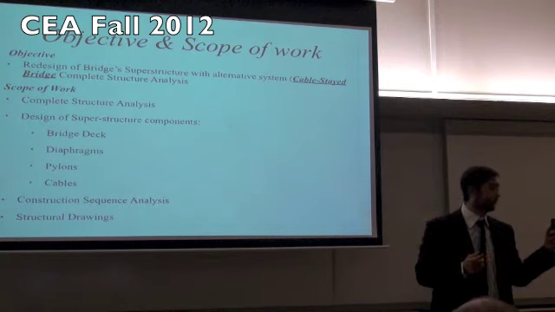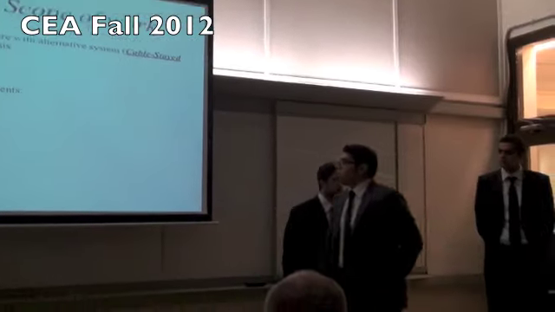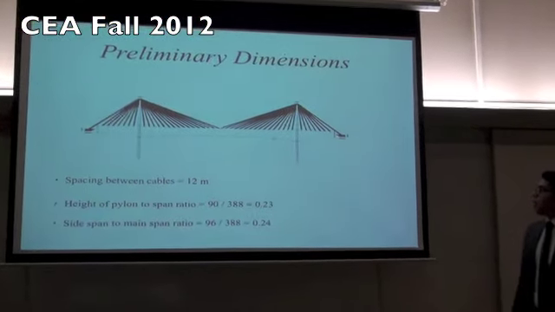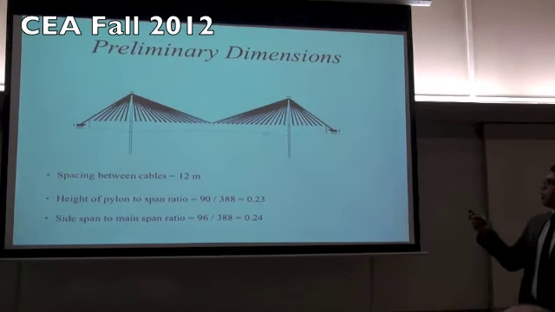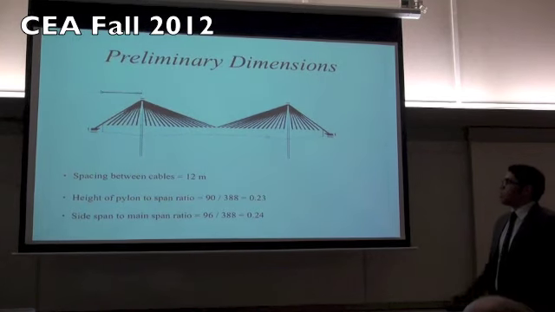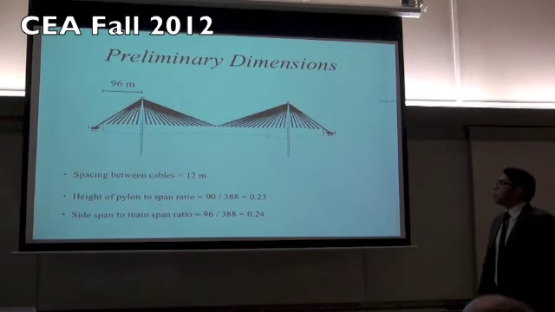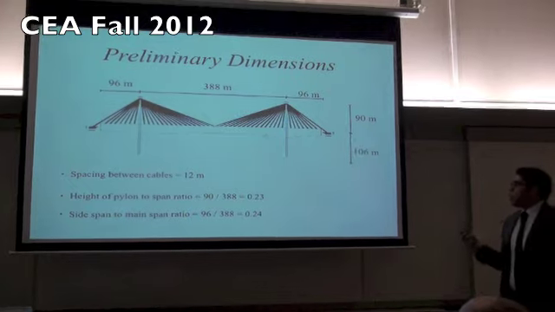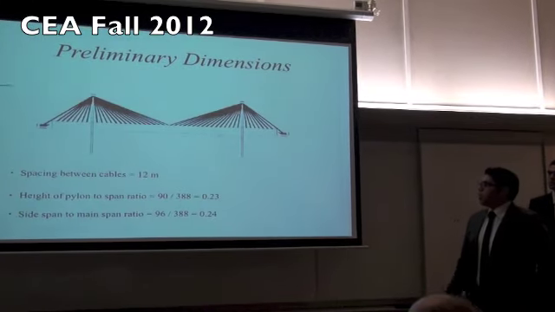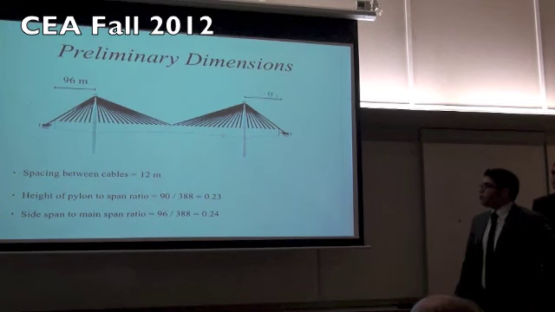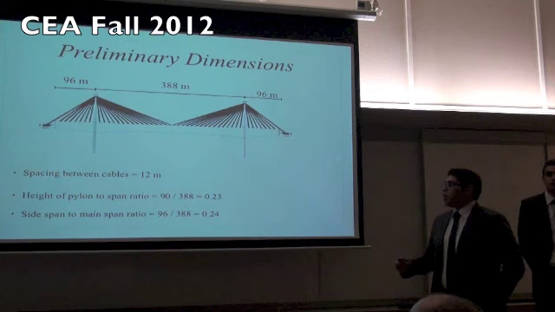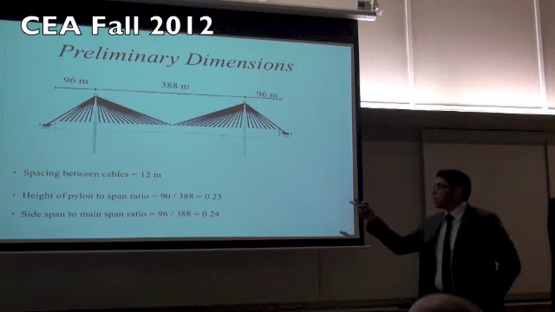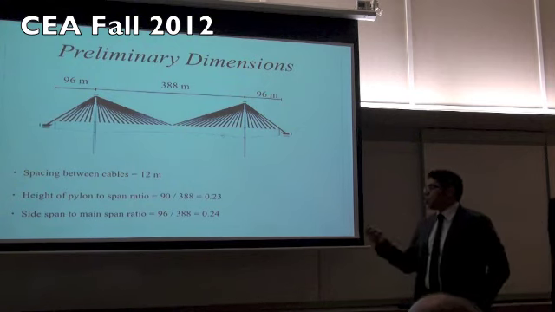Now, my colleague Andrew is going to talk about the preliminary dimensions of the project. Let me first introduce quickly our preliminary dimensions that we have chosen according to the literature review, as well as the limitations of the code. This is an elevation of the bridge. We have two side spans of 96 meters. The middle span is 388 meters. As you see in the elevation for one side of the bridge, we have 16 cables in the main span and only 7 backstays. The spacing between cables is 12 meters.